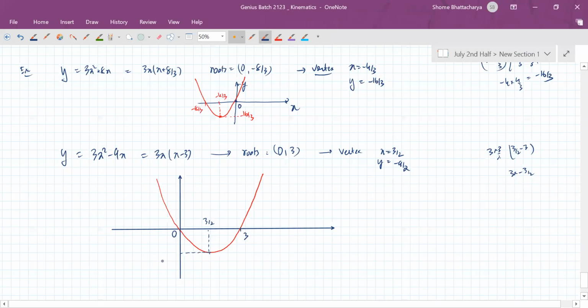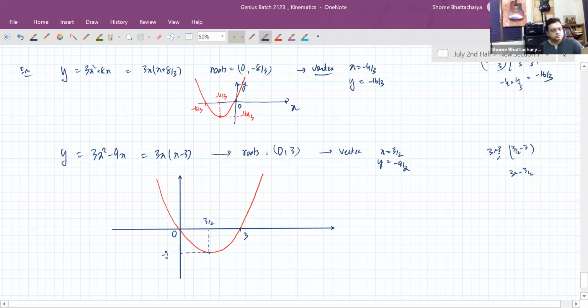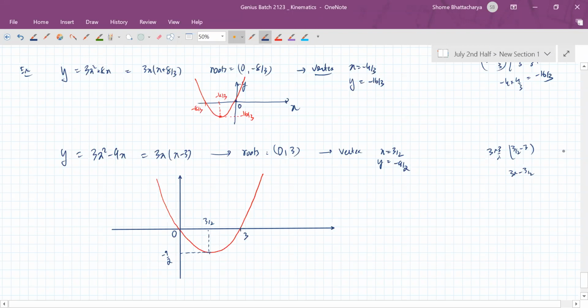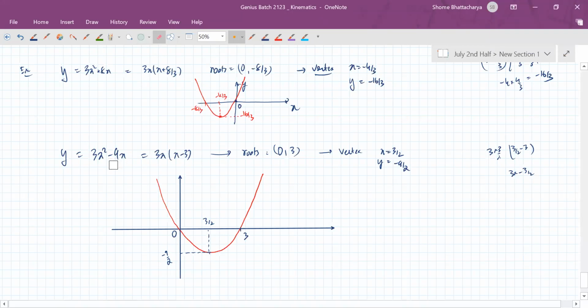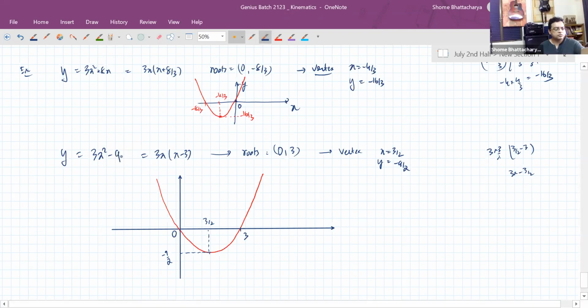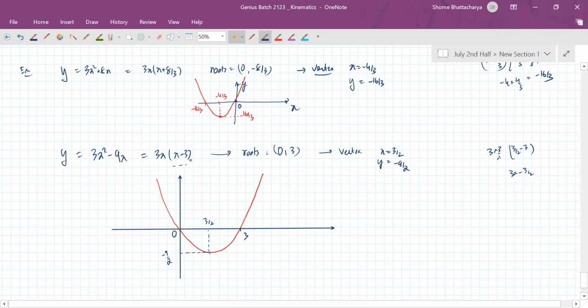Sir, it was 9x, right? Not 4x. Sir, in the second part, x square minus 9x, right? 3x square minus 9x. Oh, yes, sir. This only, it's 9 only. That's why.